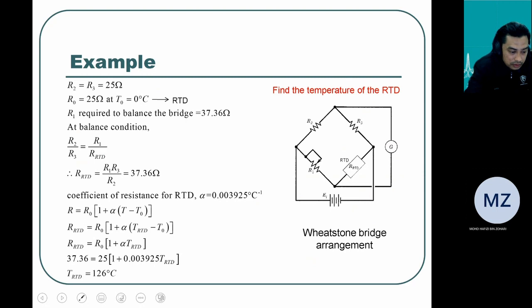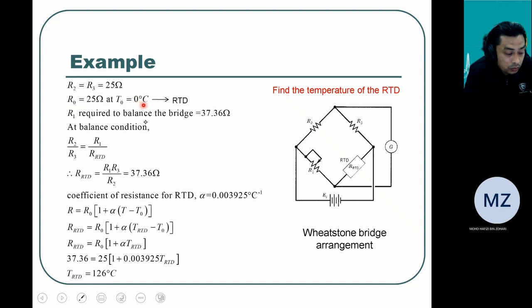Just form the equation here. So look at the information. The information says that R2 and R3 are fixed values, 25 ohm. And then R0 is, of course, like I said, the initial reference value. It's given as 25 ohm. And the early temperature is also given. So it's 0 degrees.